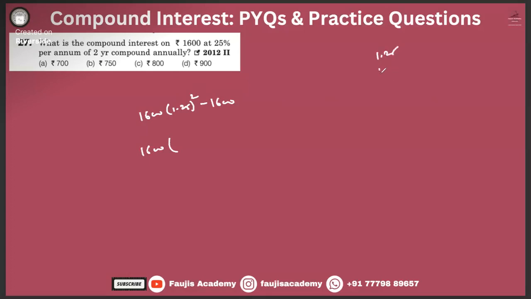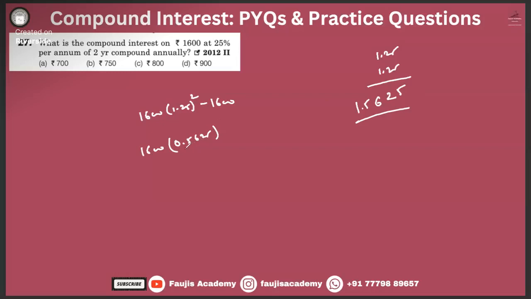What is 1.25 squared? 5625, sir. Yeah, 1.5625. Right. Okay. So if we simply multiply that with 0.5625, will we get the answer?